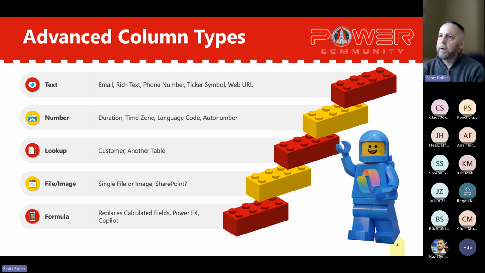So here we are. We're going to talk about advanced column types. I've really categorized these into five different types. We have text, we have number, we have lookup, we have file and image, and we have formula.